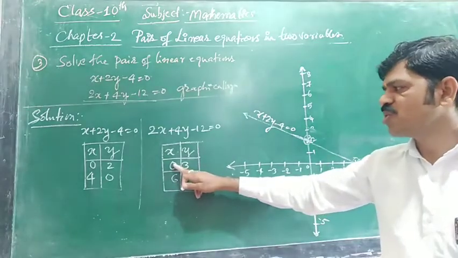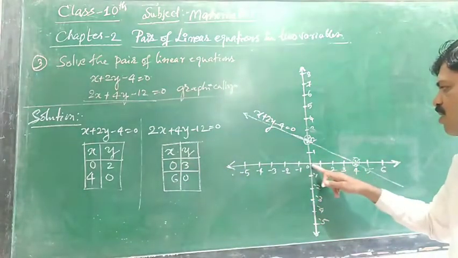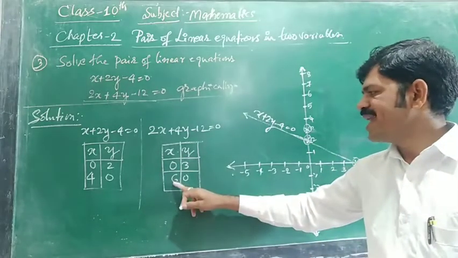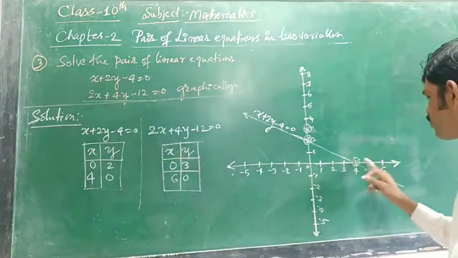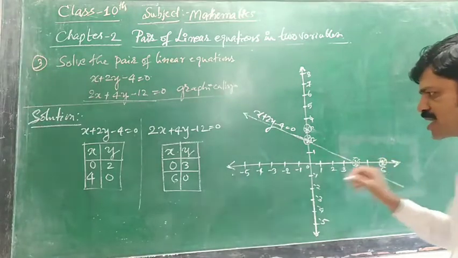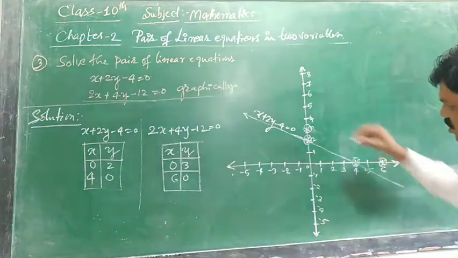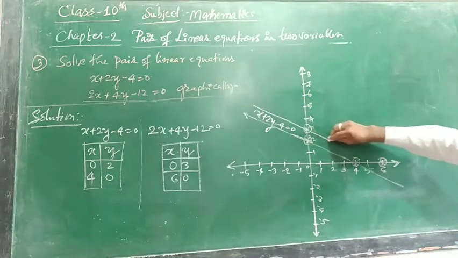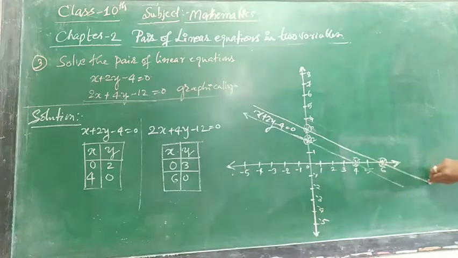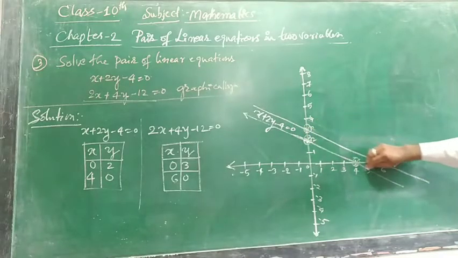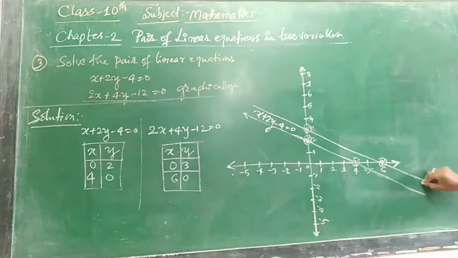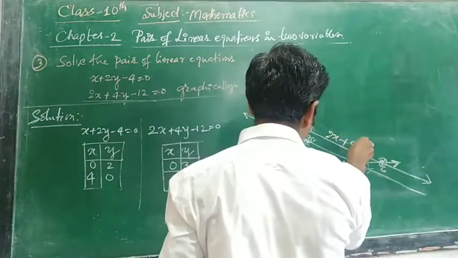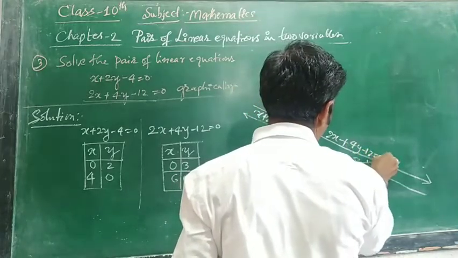When x is equal to 0, we have got y is equal to 3. Here it is. When x is equal to 6, 1, 2, 3, 4, 5, 6, y becomes 0. So if we draw a line here like this, so this is the line. The name of this line is 2x plus 4y minus 12 is equal to 0.